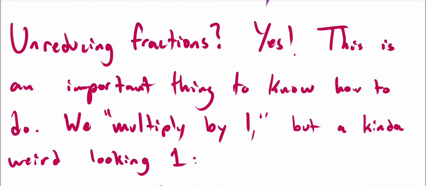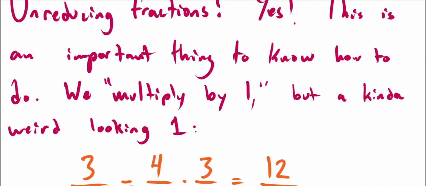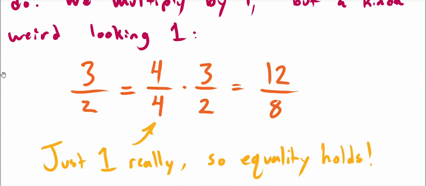What about unreducing fractions? Is that a thing we can do? Yes, and in fact, that's going to be a really important thing to know how to do. What we're going to do is take advantage of a trick where we just multiply by 1, but it's going to be a kind of weird looking version of 1. So for example, if I want to unreduce 3 halves, I can do it.